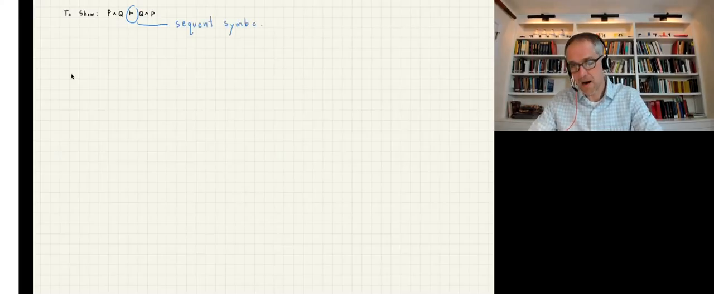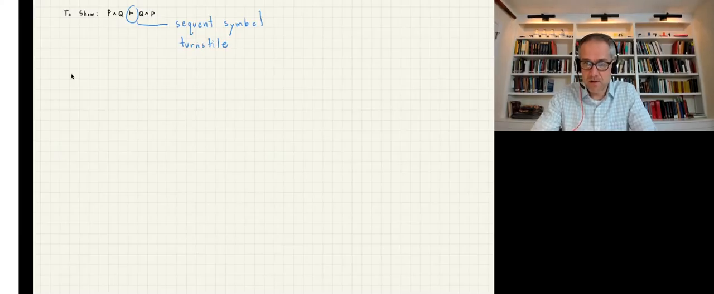In terms of typography, it's often called the turnstile. Now, in truth, what this is supposed to indicate is that there is a valid argument that begins with the thing or things to the left of the turnstile and ends with the thing on the right. So what I'm showing is there is a valid argument that starts with P and Q and that ends with Q and P. So what is a valid argument?